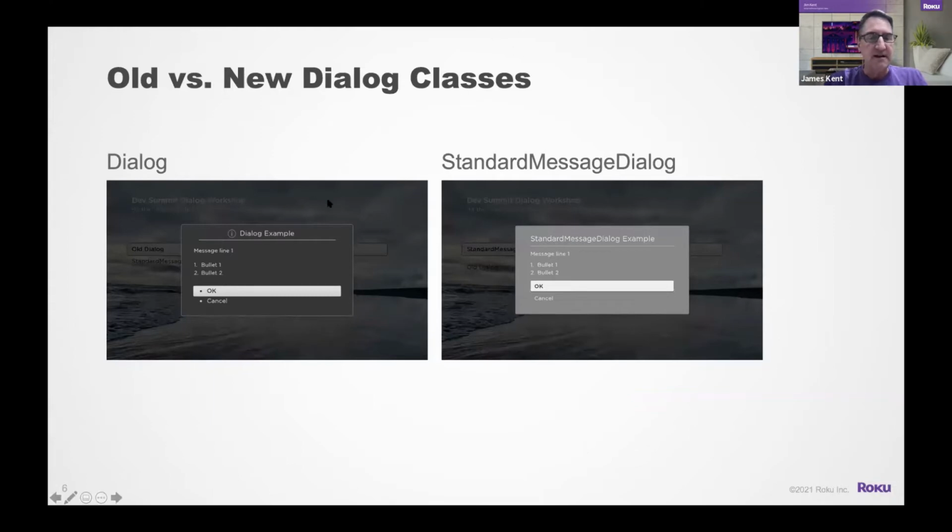So here we see the original dialogue class over on the left and the new equivalent standard message dialogue on the right. You'll notice that both of them have these gray palettes. They're a little bit different. These are what you'll get by default if you just use the dialogues out of the box. The interfaces are pretty much the same. You can set a message. You can have a bulleted list or a numbered list. You can have some more messages below the list and some buttons at the bottom.